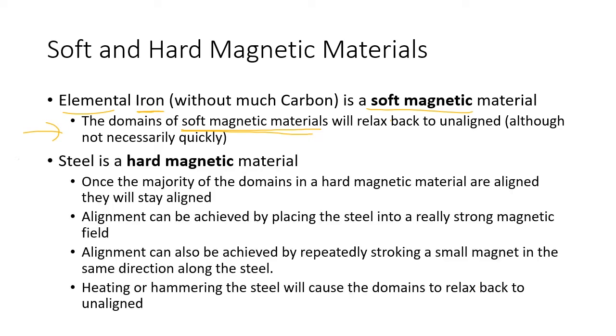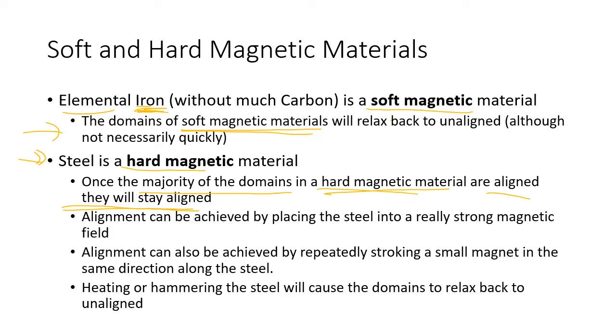Steel, on the other hand, is a hard magnetic material, or actually, in truth, harder than iron. Not all that hard a magnetic material. There are ways of making much harder magnetic materials. The idea behind that is that once you've got the majority of the domains in a hard magnetic material aligned, they stay aligned. So you make a permanent magnet. So you can make steel into a permanent magnet, whereas you couldn't make a bit of ordinary iron.